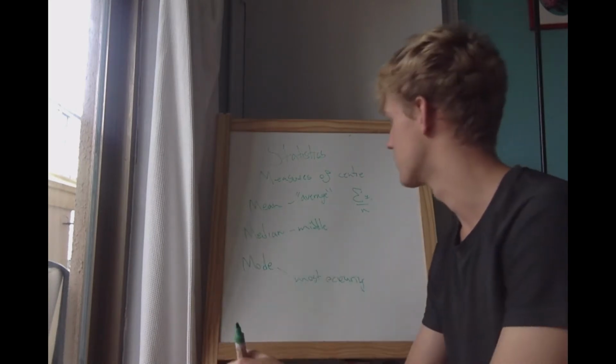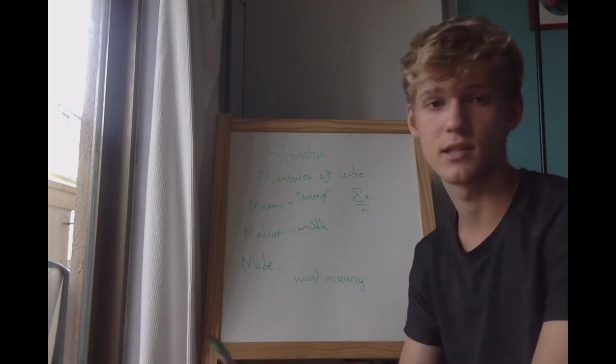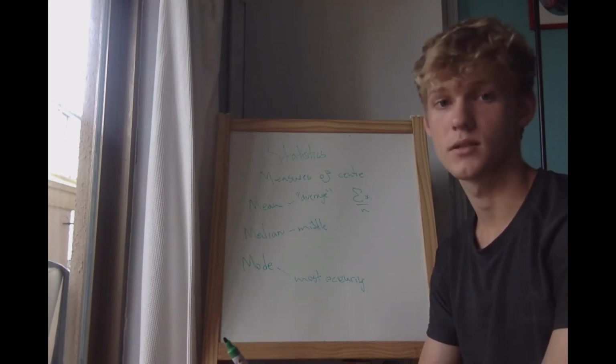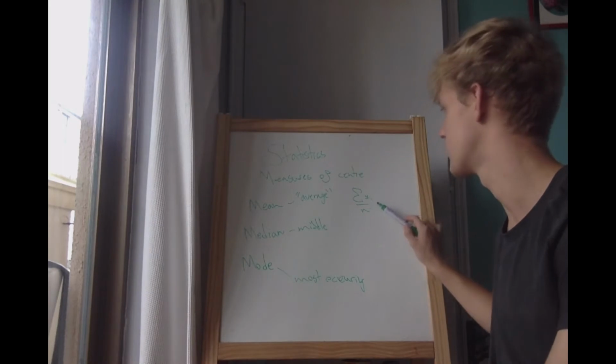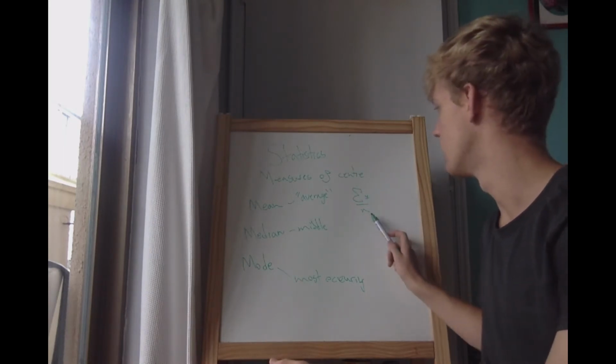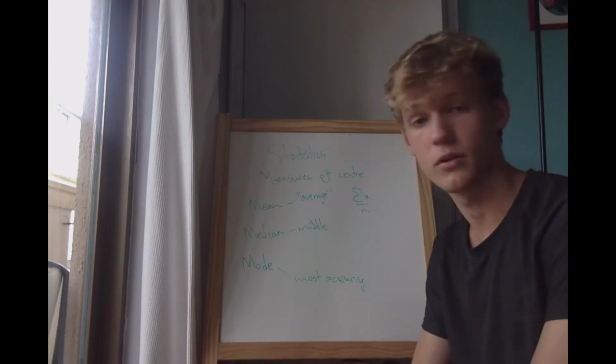And the mean is the most common one. It's known as the average, and it's the sum of all the numbers over how many numbers there are, and that's what this notation is. So the sum of all the x's, or all the numbers, over the number of data points there are.